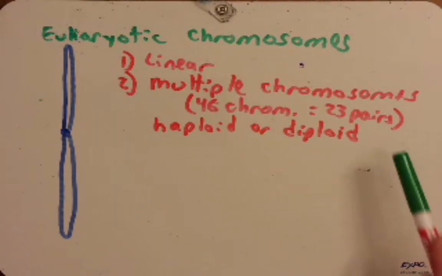Another point to make while we're talking about this is that the number of chromosomes, just like the number of base pairs, doesn't signify anything about the complexity of the organism. The number of chromosomes also doesn't say anything about the complexity of the organism.